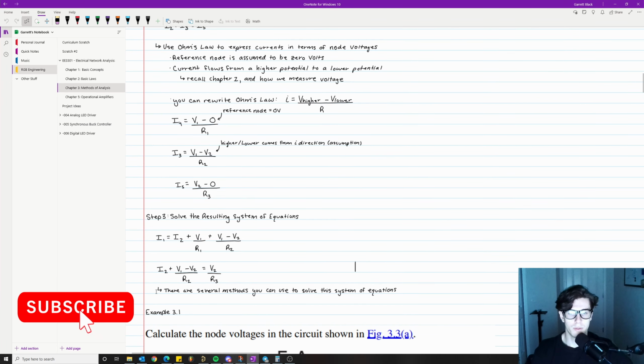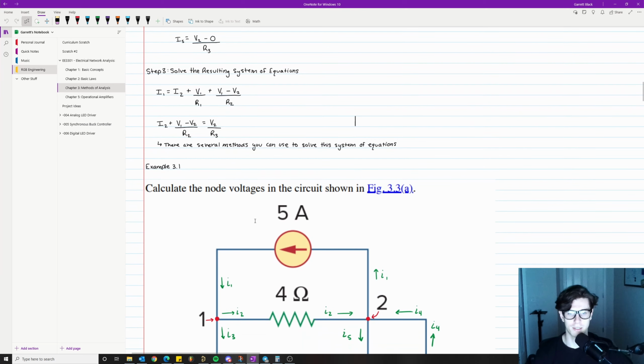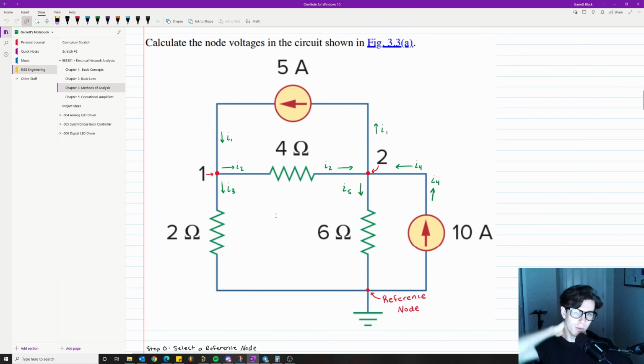And then there are several methods you can use to solve this system of equations, so it makes sense to stop it here. Whenever we're doing just variable notation we stop, but whenever we have real numbers, we'll actually solve for the real numbers, which is exactly what we're going to do now. So let's take a look at a real example with real numbers, okay? So here we go.